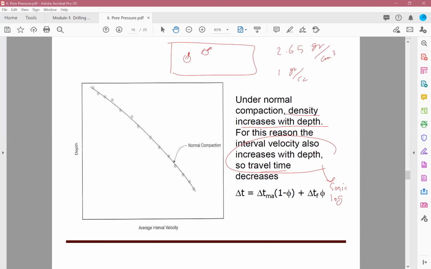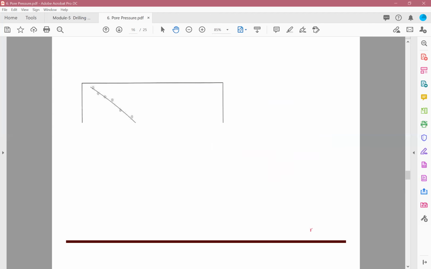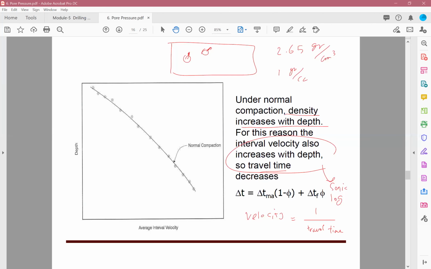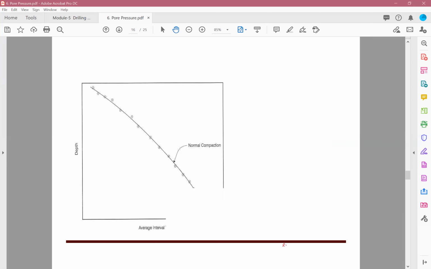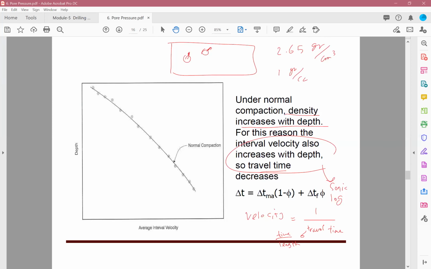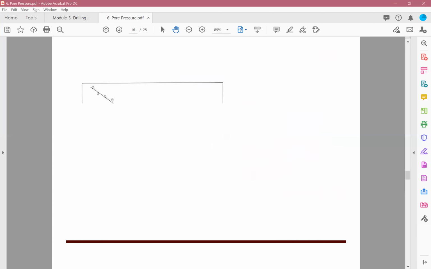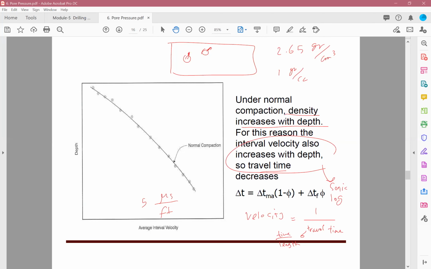And velocity of the wave is equal to 1 over travel time. This is not actually time. They call it travel time, but it's time per unit length. So it's basically the reverse of velocity, okay? The unit usually used for these logs is microsecond per foot. So if it's, let's say, 5 microseconds per foot, that means it travels 1 foot in 5 microseconds, right?